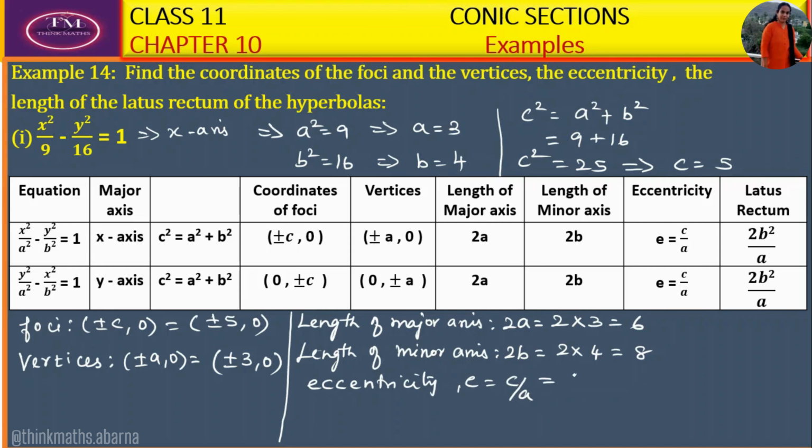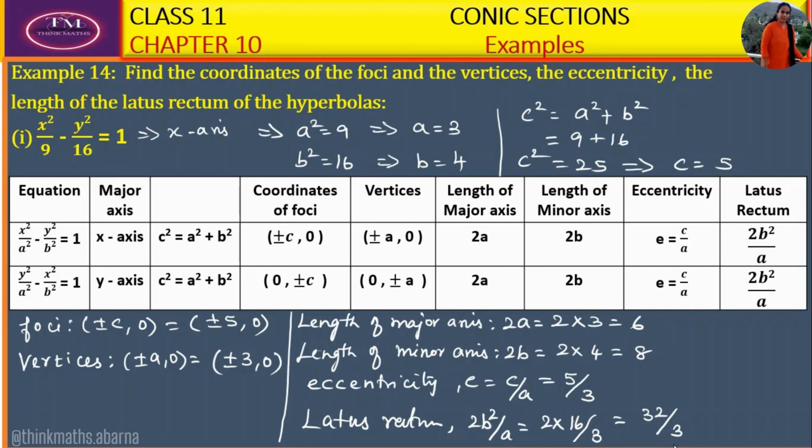So the c value is 5 and the a value is 3, so it is 5 by 3. Last one, latus rectum. Latus rectum is 2b square by a. So it is 2 into b square, which is 16, and a is 3. So it is 2 into 16, 32 by 3. So this is the value of the latus rectum.